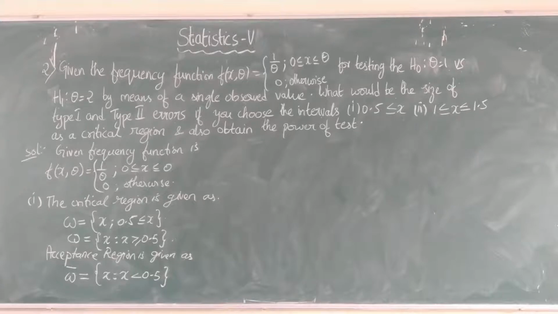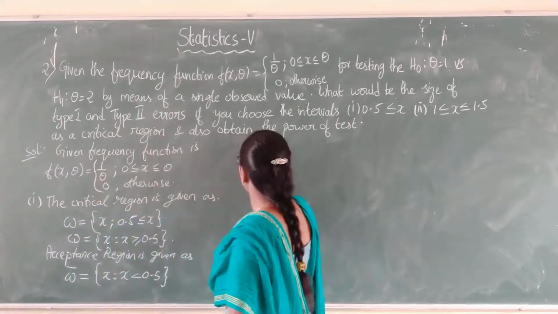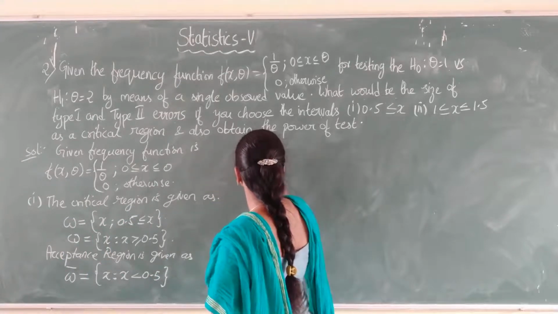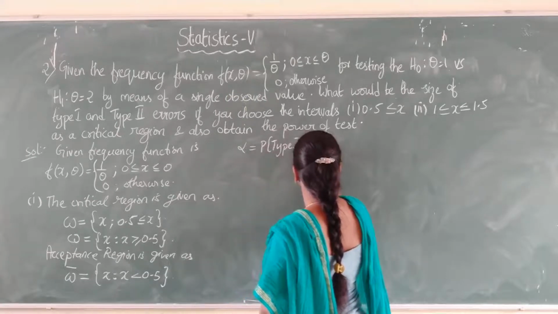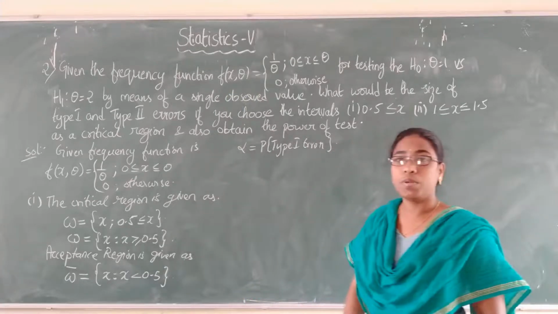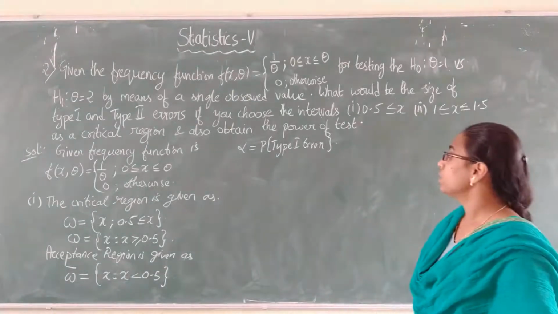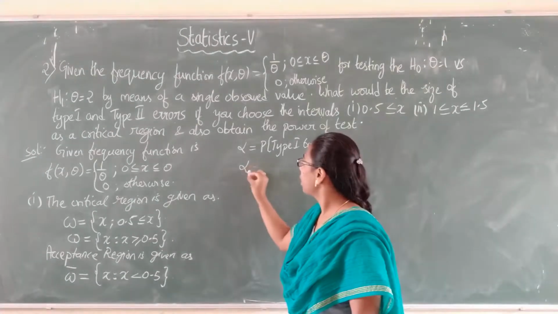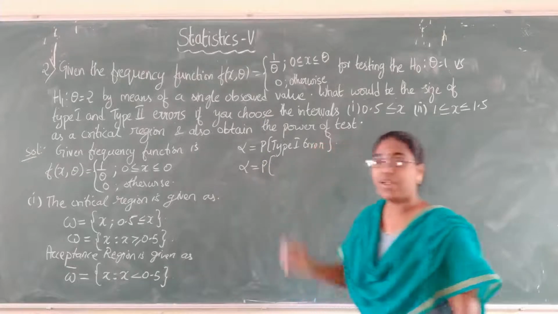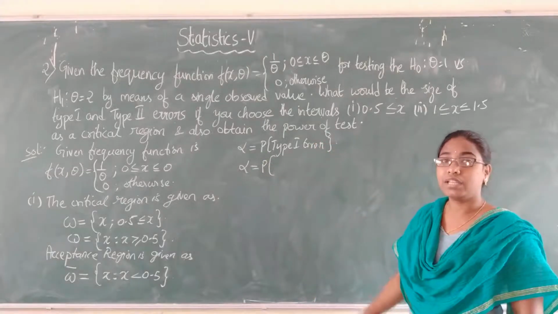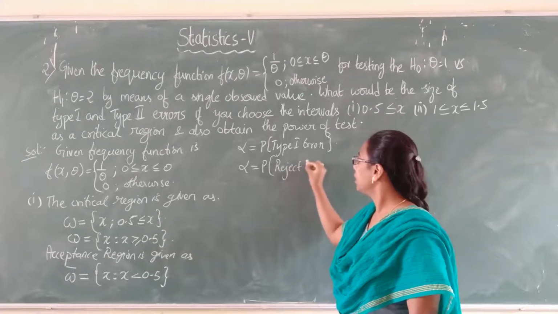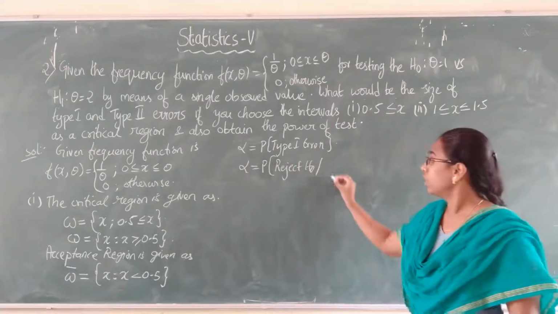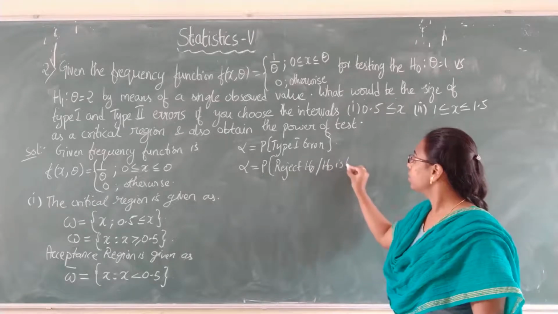Now we will find the probabilities of the type 1 and type 2 error. So first, alpha equals the probability of type 1 error. So what is the probability of the type 1 error? The type 1 error is denoted with alpha. You get a type 1 error when you reject H0 when H0 is true.